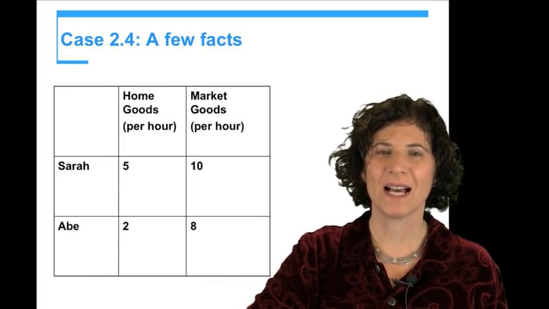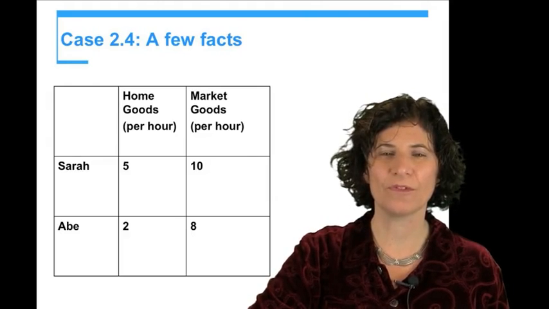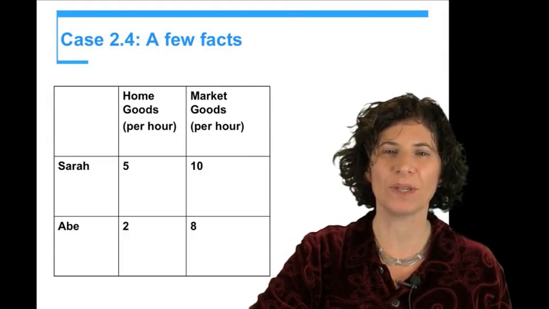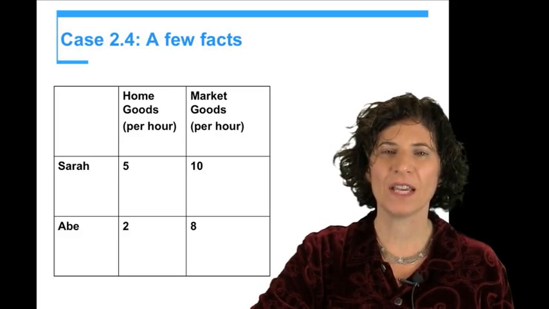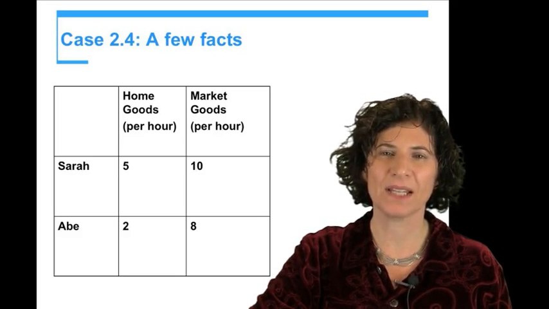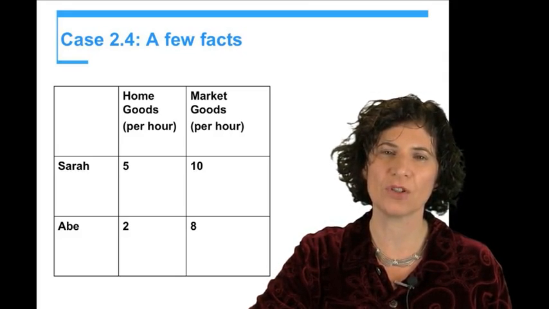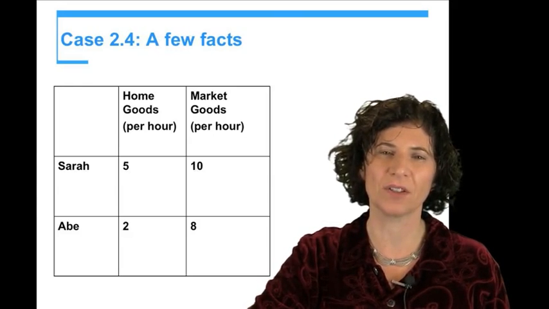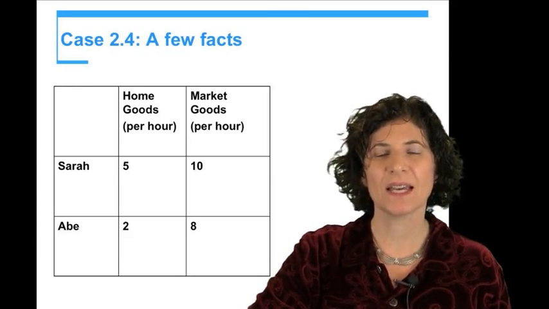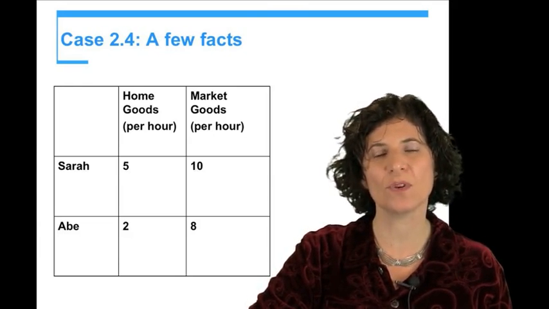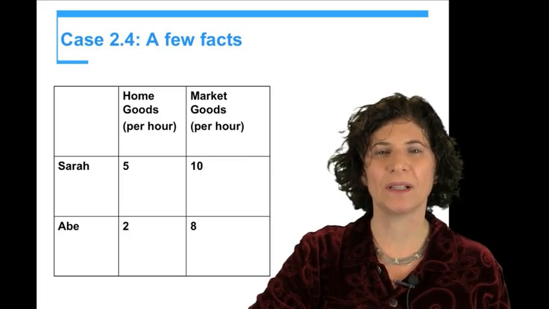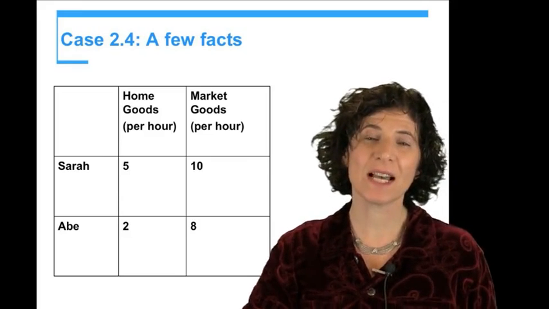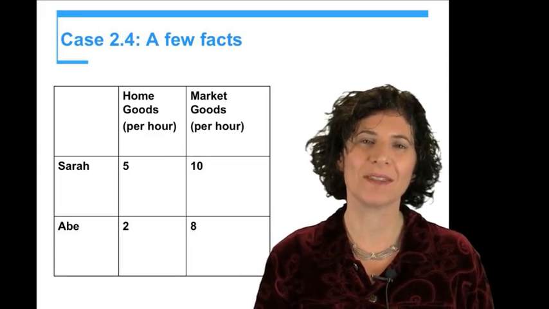For each hour of their time, if they spend it on the home front producing home goods, Sarah will be able to create 5 home goods, and Abe will be able to create 2 home goods. On the other hand, for each hour that they spend in the marketplace, Sarah will be able to produce 10 units of market goods, and Abe will be able to produce 8 units of market goods. I'm assuming that they can divide their time any way they want between market goods and home goods. For example, Abe could decide to work 6 hours at home and 6 hours in the marketplace. He could even decide to work 11 hours at home and 1 hour in the marketplace.